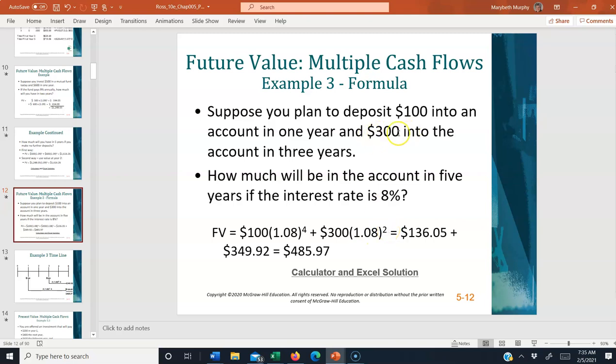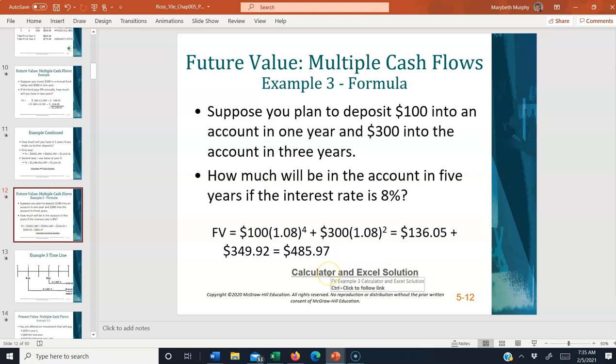We're going to put 300 in the account in 3 years, so for the first 3 years there's not going to be any interest earned on that one. So 5 years minus 3 years with no interest earned gives you 2 years. So that's 136.05 plus 349.92 to give you 485.97.